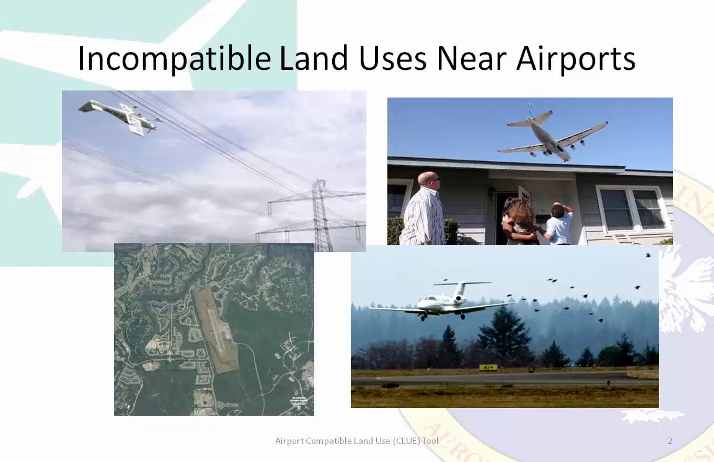We can begin thinking of compatible land use around airports by looking at examples of incompatible land uses. For example, tall structures and trees pose a safety hazard to aircraft taking off, landing, or circling an airport. Residents who are underneath aircraft approach or departure paths may experience serious noise impacts. Land uses that attract wildlife, particularly birds, pose a strike hazard to aircraft.